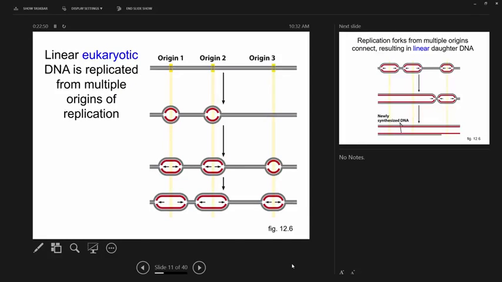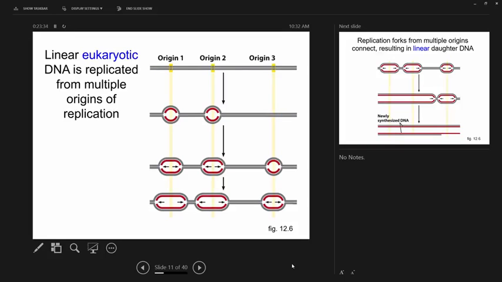Eukaryotes have multiple origins of replication, and also they are linear. The reason you need multiple origins of replication is because eukaryotic chromosomes are much longer than prokaryotic chromosomes. And also, eukaryotes don't have a trick that prokaryotes use. So we'll see this in a second, but prokaryotes actually start replicating their genome again before the first replication is finished. Eukaryotes can't do that. Right? So you have multiple origins of replication all along the chromosome.